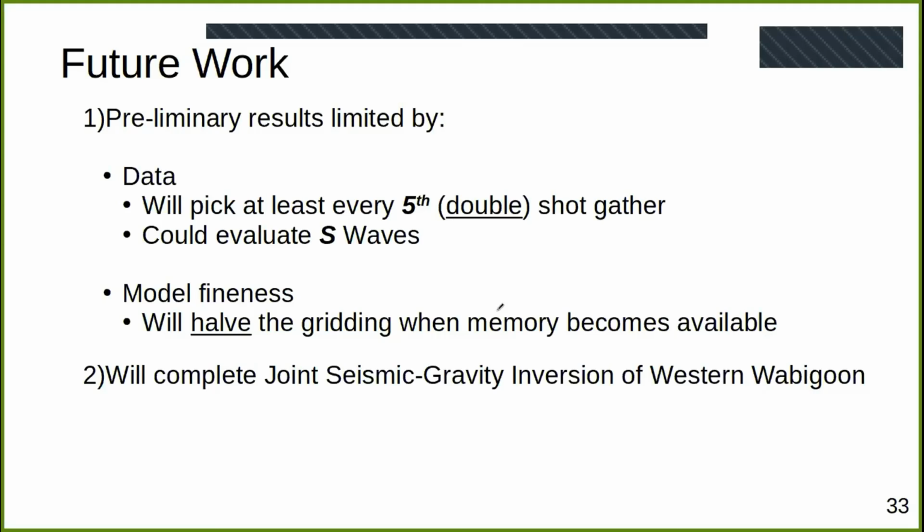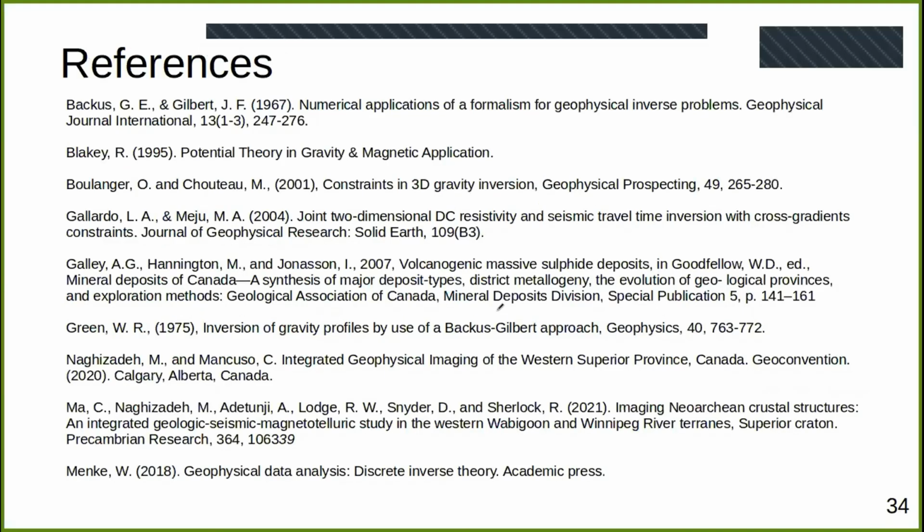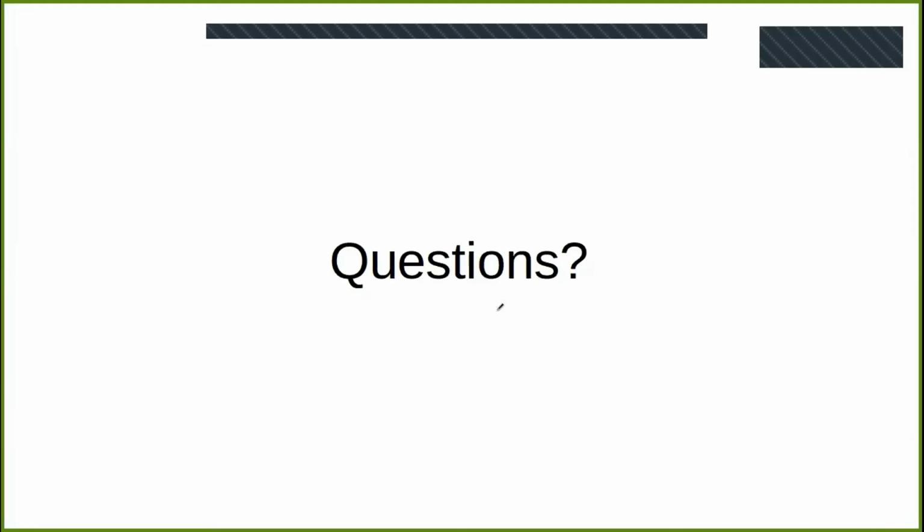And in terms of the model space, I can refine the gridding when memory becomes available, and that will help refine some of the areas at the top of the model where I'm calculating the statics. And then I would also like to complete the joint inversion of the whole Western Wabigoon as well. And that's it for my talk. Thank you for listening, and I'd be happy to answer any questions you may have on this.